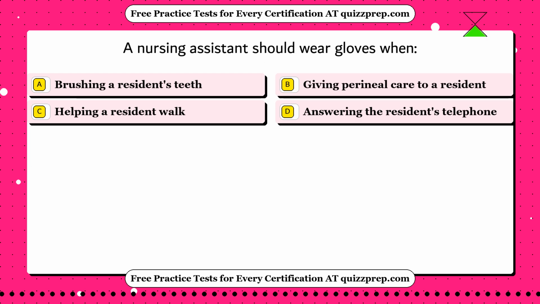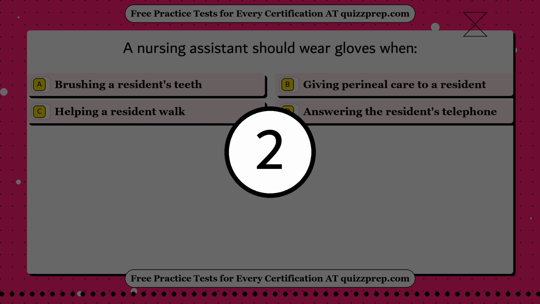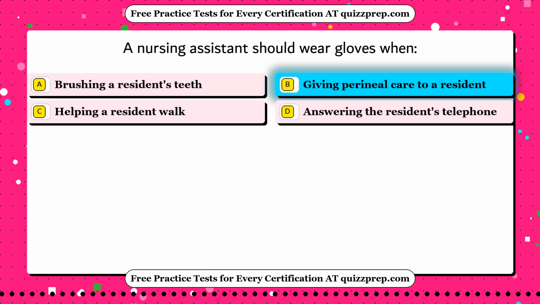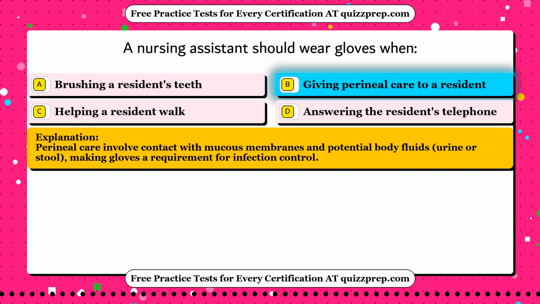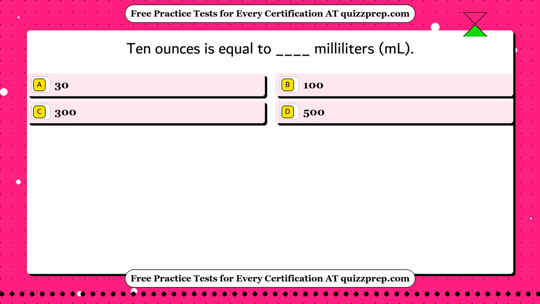Question 66. A nursing assistant should wear gloves when option A, brushing a resident's teeth. Option B, giving perineal care to a resident. Option C, helping a resident walk. Option D, answering the resident's telephone. The correct answer is option B, giving perineal care to a resident. Perineal care involves contact with mucous membranes and potential body fluids, urine or stool, making gloves a requirement for infection control.